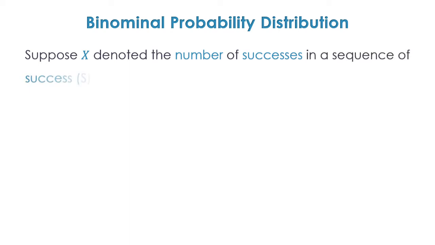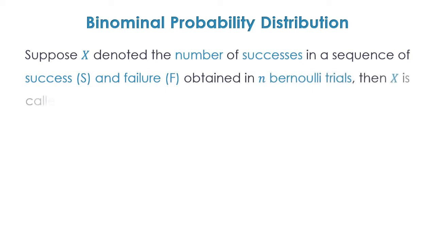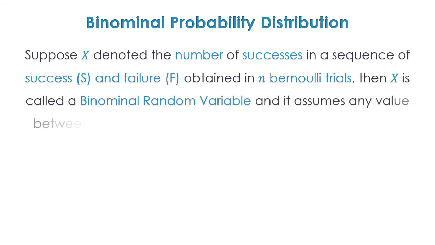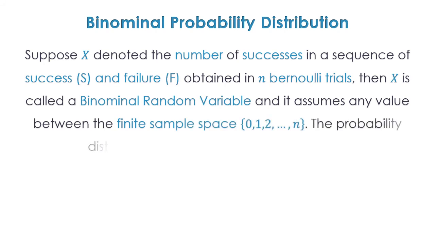So rather than doing combination and permutation and deciding on each individual logic, we can just use a ready-made set of formulas to solve the probability using the binomial concept. So let's see what is a binomial probability distribution, which depends on the Bernoulli trials and the dichotomous experiments. Suppose X denotes the number of successes in a sequence of success and failure obtained in n binomial trials. Then X is called a binomial random variable and it assumes any value from the finite sample space 0, 1, 2 up to n.